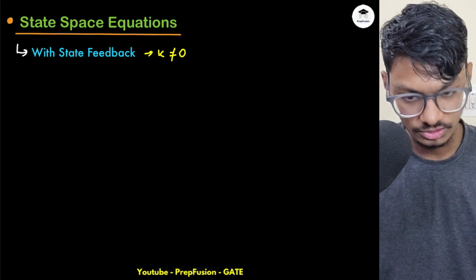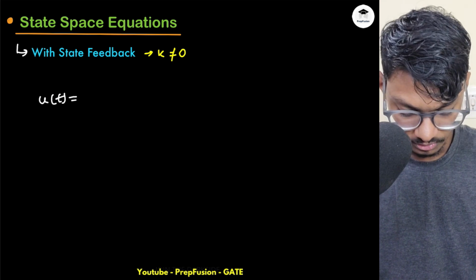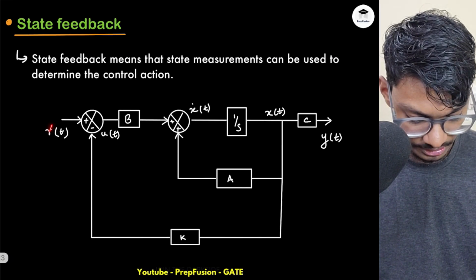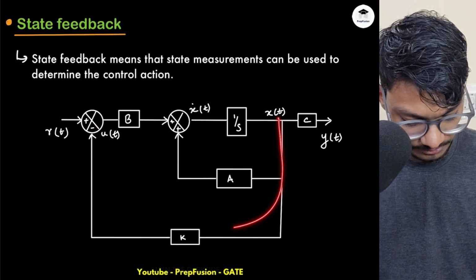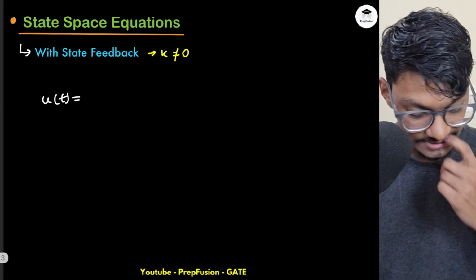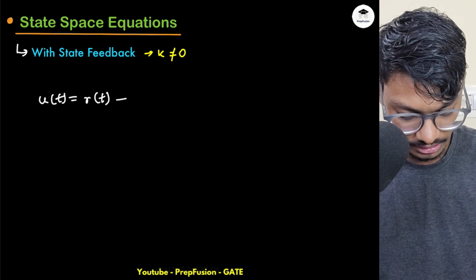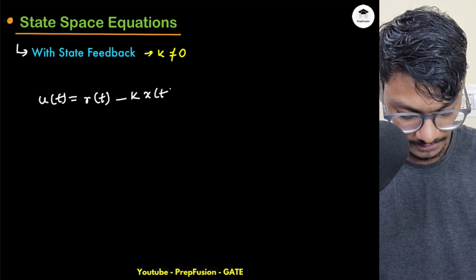Okay, so if k is not equal to 0, then u of t equals, here, two things are coming in now. Both k times x and r of t are coming in. So u of t has changed now. u of t is r of t minus k times x of t.